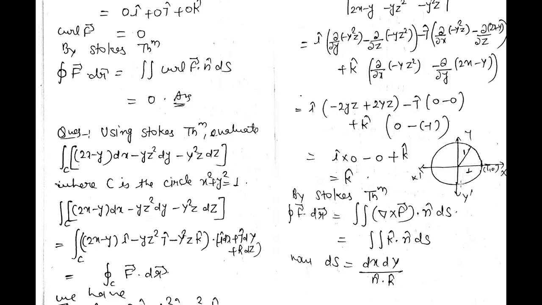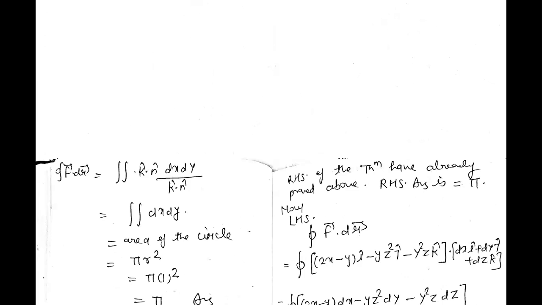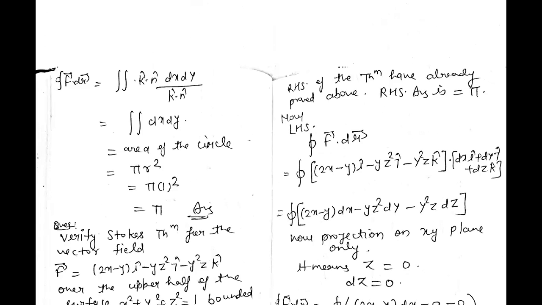So your ds will be dx dy upon n cap into k cap, because we are leaving our z axis. So your ds will be dx dy upon n cap into k cap, right? Now, f vector dot dr vector, you can write k cap dot n cap dx dy upon k cap dot n cap, right? This is your ds value. Now, these two will be cancelled out, and dx dy, you are getting your final answer.